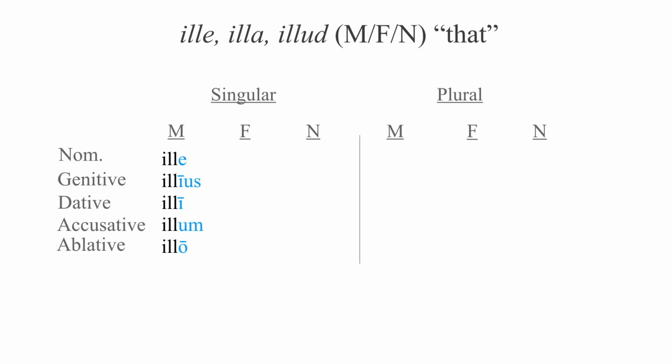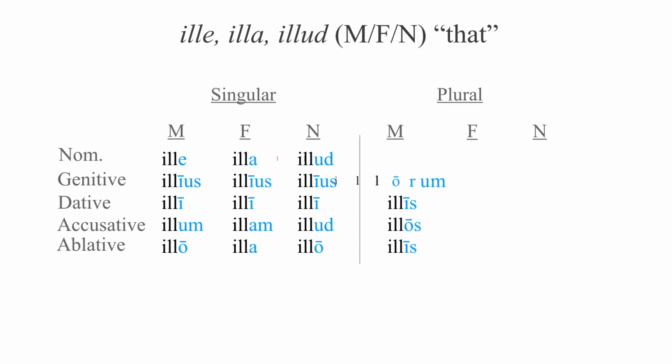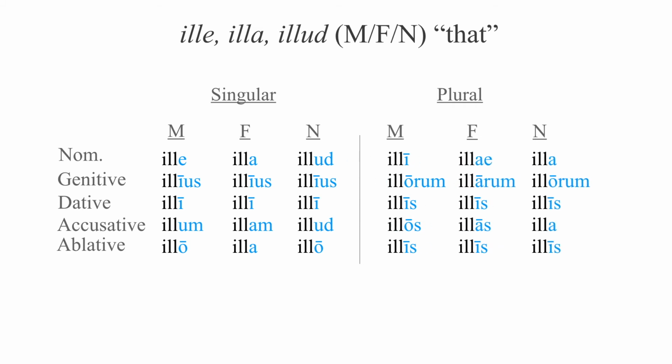Okay, so we've covered a little bit of this. Now let's cover a little bit of that. Here's the demonstrative pronoun for that. Ille, illa, illud. Starting with the nominative singular, ille, illa, illud, illius, illius, illius, illi, illi, illi, illum, illam, illud, illo, illa, illo. And now the plurals. Illi, illae, illa, illorum, illarum, illorum, illis, illis, illis, illos, illas, illa, illis, illis, illis. Facile.